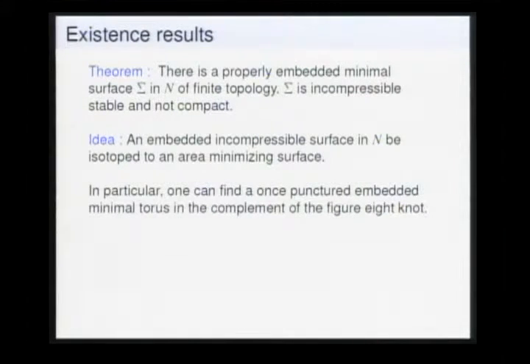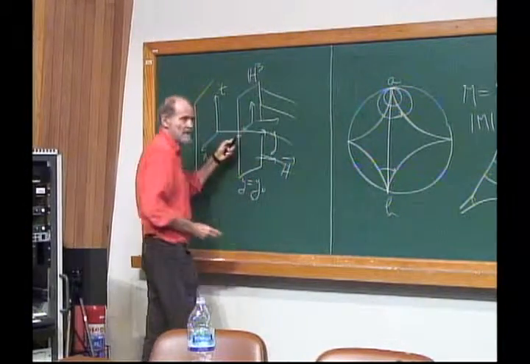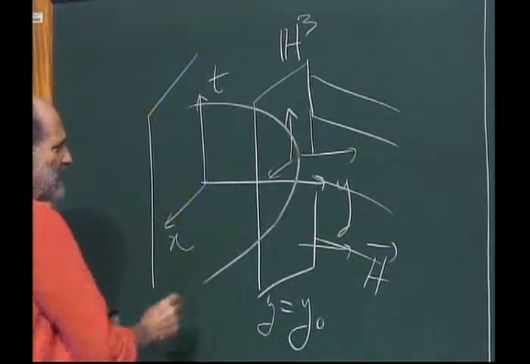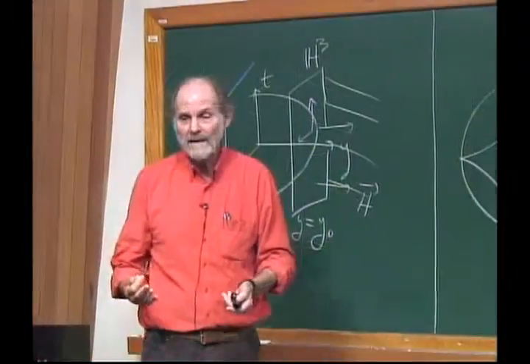Now the idea is to take an embedded incompressible surface in N, which one can find in N, and isotope it to an area minimizing surface. Now, this is difficult because these manifolds N are not mean convex at infinity. If I take a big geodesic ball in N, it gets into the cusp end, and the cusp end is foliated by these mean curvature tori, where the mean curvature vector is going out. That's the mean curvature vector. So this is not convex, not mean convex.